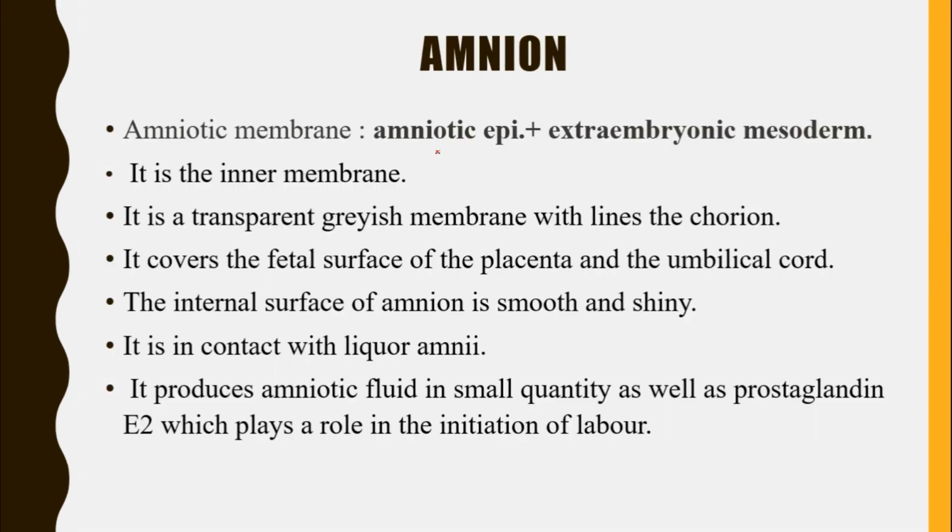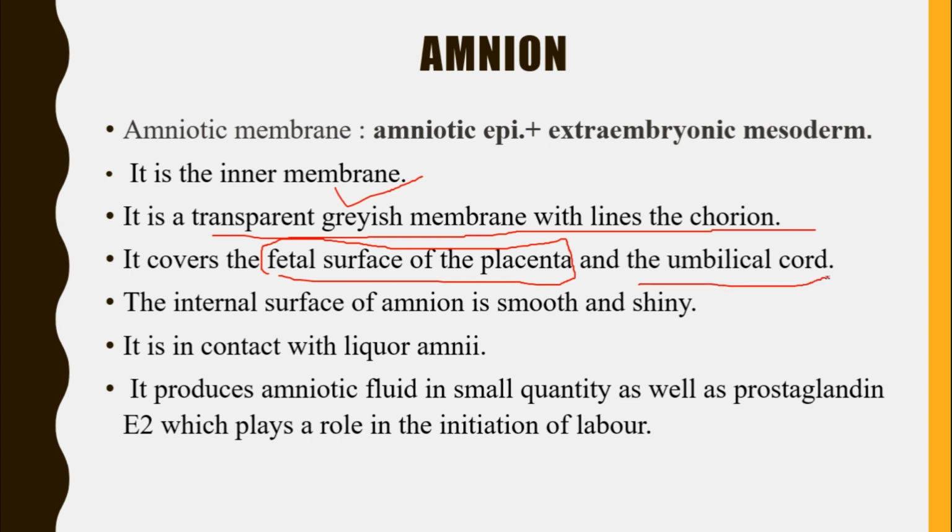And here amnion is made up of amniotic epithelium and extraembryonic mesoderm, and it is the inner membrane. As I've told you earlier, it is a transparent grayish membrane which lines the chorion. It covers the fetal surface of the placenta because it is the innermost layer, and it is in direct contact with the fetus, the amniotic fluid and the umbilical cord. The internal surface of the amnion is smooth and shiny. Okay, and it is in contact with the liquor amni, which is amniotic fluid.